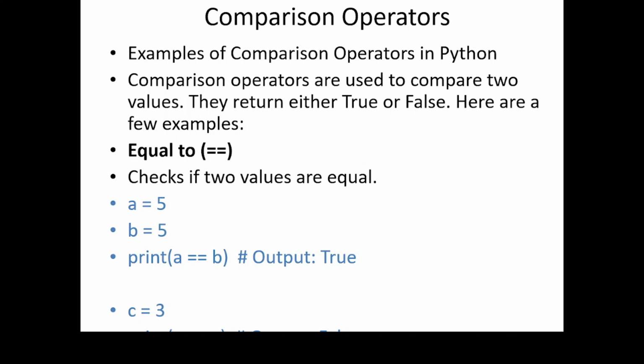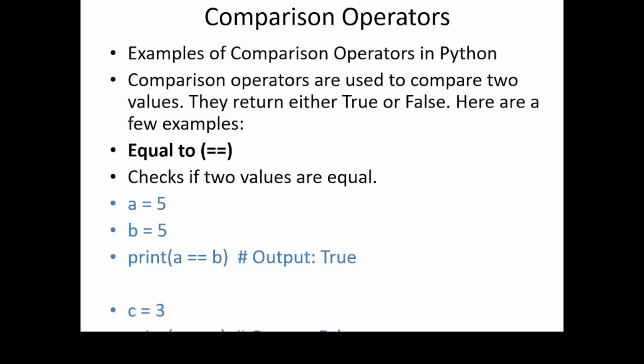In the last session we saw addition, subtraction, multiplication and division. Now we have to see the comparison operator. Here we are going to see the comparison operators in Python. Here is the example. What a comparison operator does is compare two values and return either true or false.